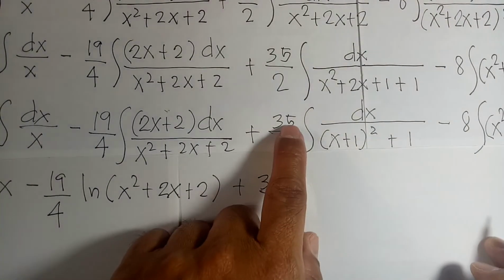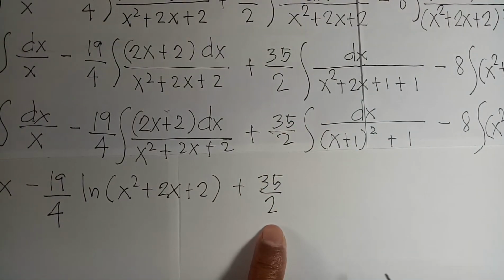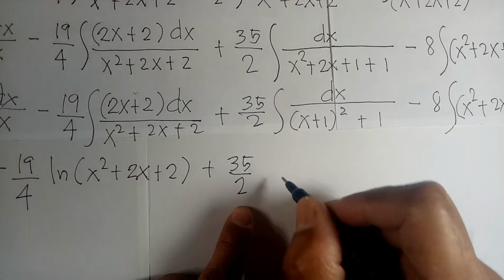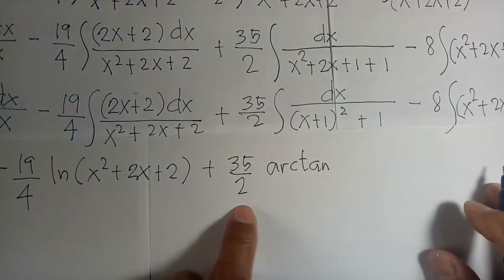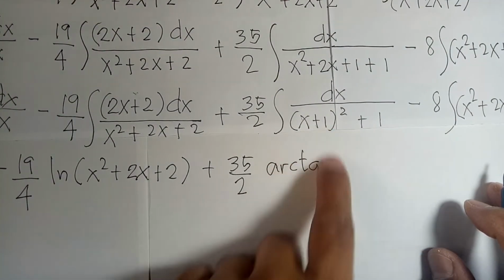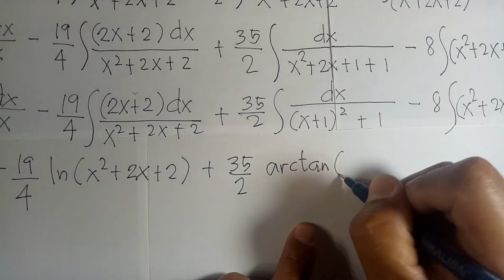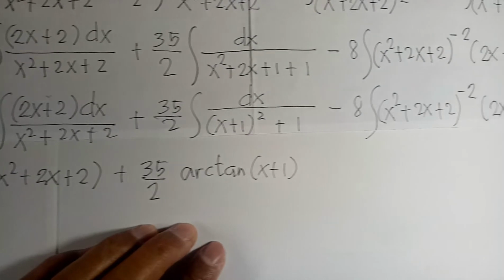And then 1 over a. 1 over 1 is 1 times 35 over 2 is 35 over 2. And then arc tangent of u over a. X plus 1 over 1, or x plus 1 over 1 is x plus 1. Okay. And then minus 8.